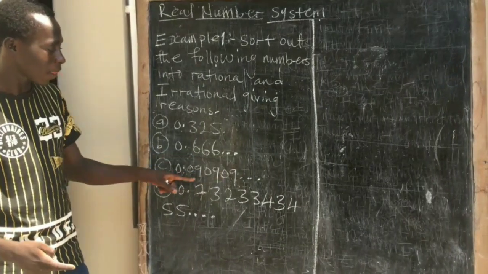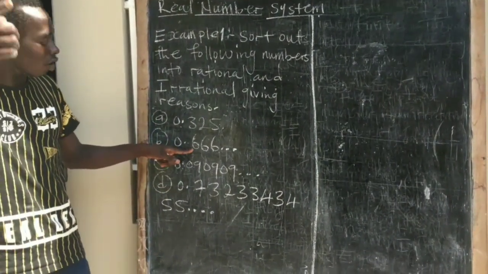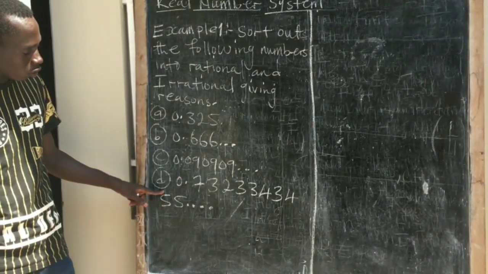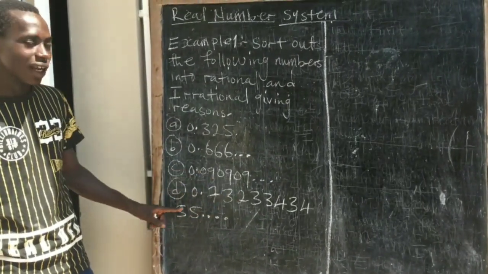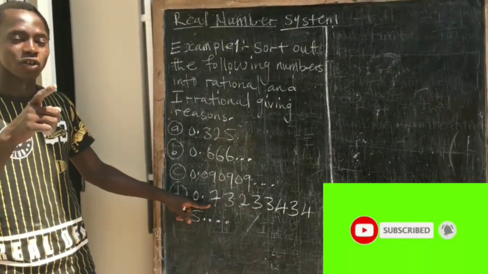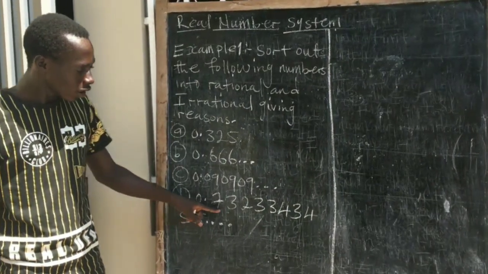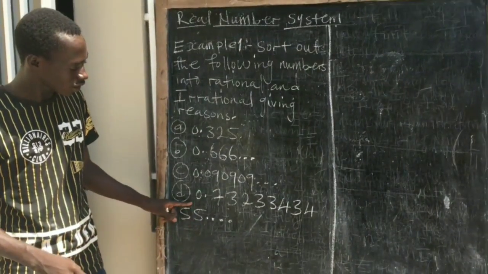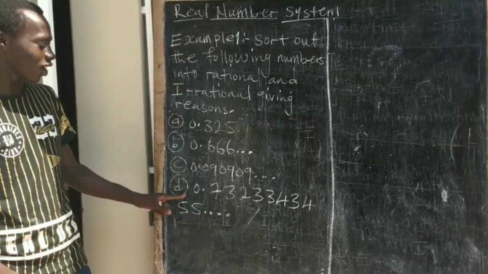It doesn't stop here. This one also, it is repeating 09, 09, 09. This one also 666 up to infinity. This one also is 0.7323. Look at the pattern. The pattern is not repeating, and it is non-terminating. Therefore, it is irrational, because it is said in our previous explanation that all non-terminating and non-recurring decimals are irrational. And this one, it is non-terminating and it is non-recurring, so it is irrational.